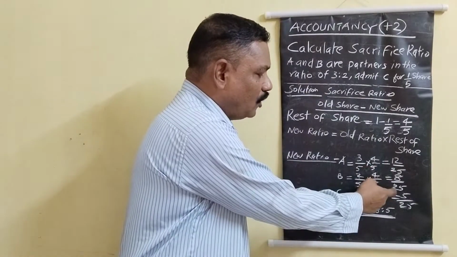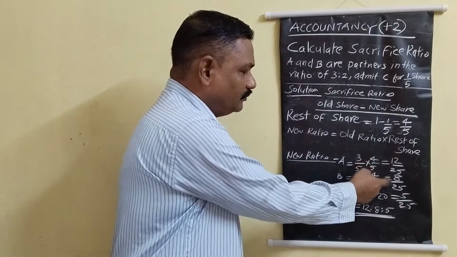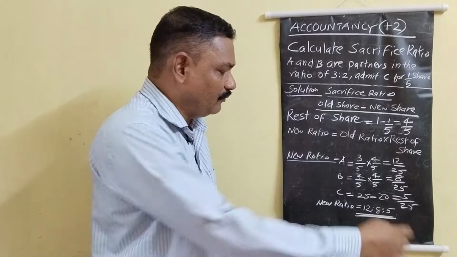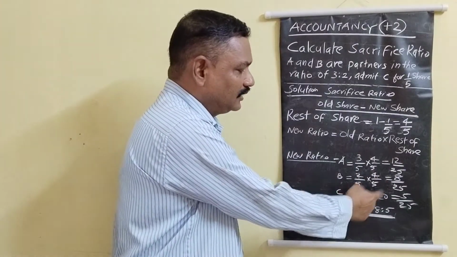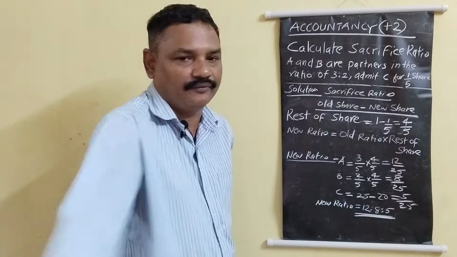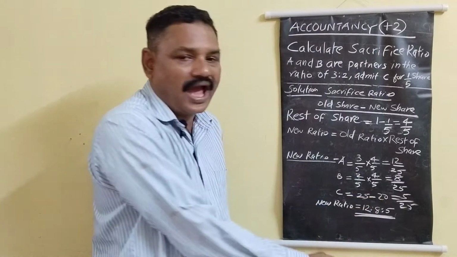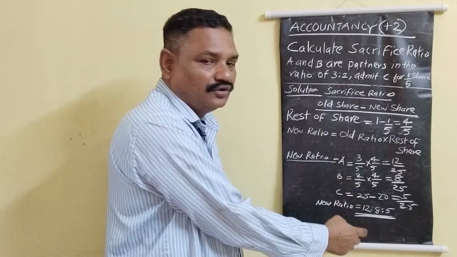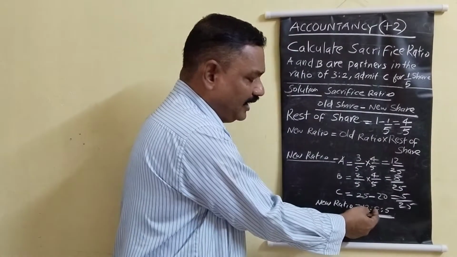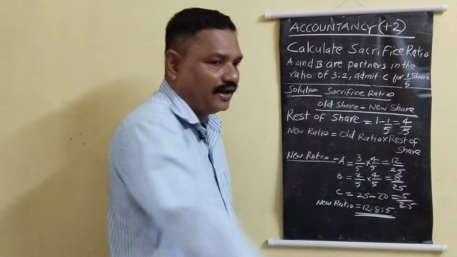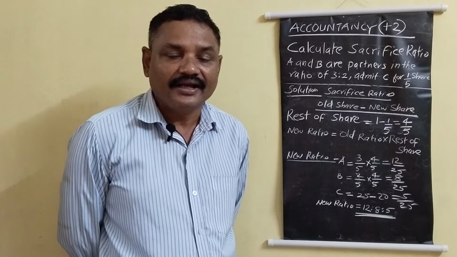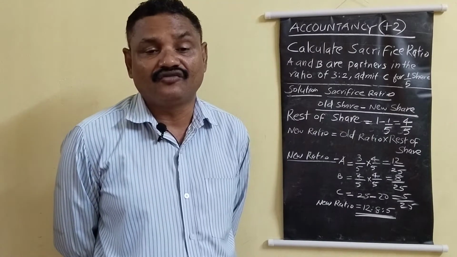What is the denominator of these two ratios? 25. From 25 we have to subtract 12 plus 8, which is equal to 20. 25 minus 20, we will get 5. Okay, students. Now when we add the numerators, we should get 25: 12 plus 8 plus 5. 12 plus 8 is 20, 20 plus 5 is 25. This is the calculation of new ratio. Then we have to find out the sacrificing ratio.